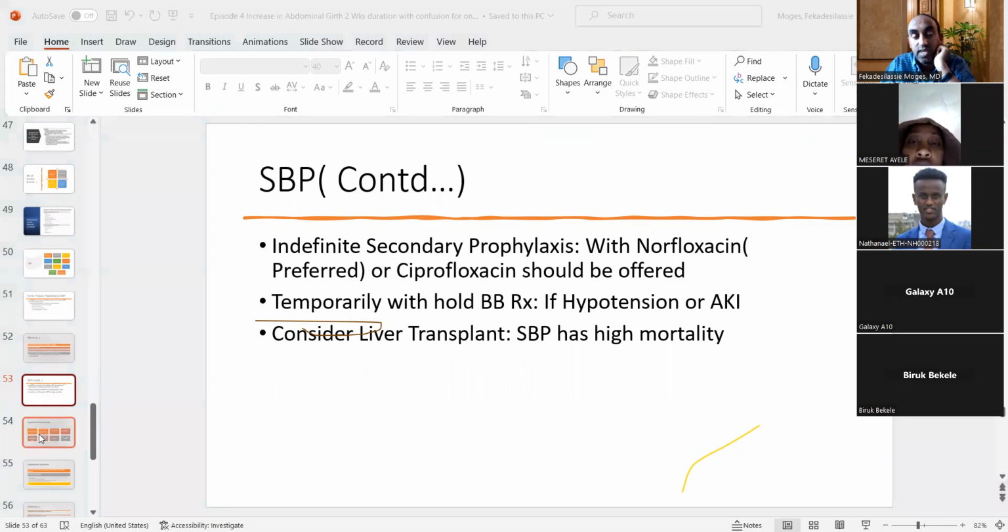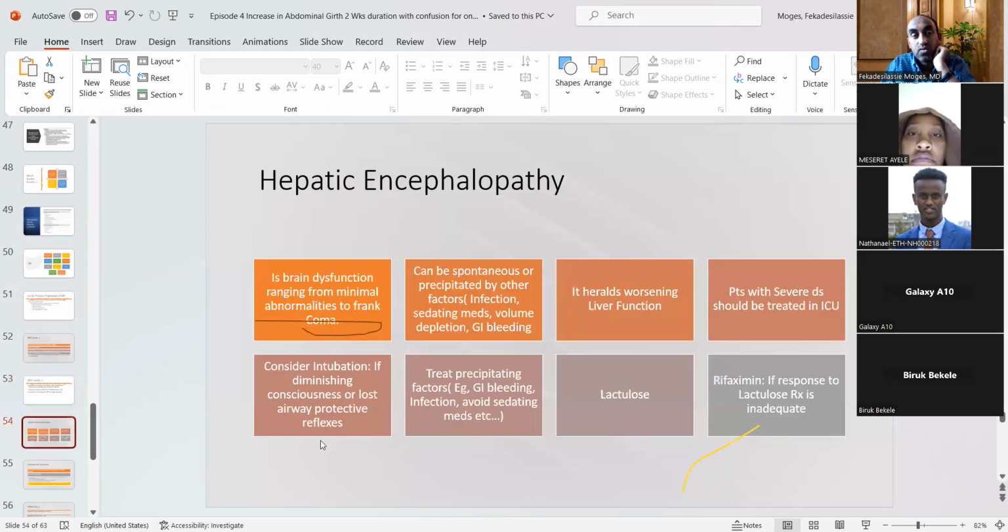ኢትዮጵያ ውስጥ አይሰራም። ቴዎሬቲካል ነገሩን እንድታውቁት ነው። Hepatic encephalopathy ስላለው ፔሸንታችን we have to know how to manage patients with hepatic encephalopathy. So it's a brain dysfunction ranging from minimal abnormalities to frank coma. It can be spontaneous or precipitated by other factors like infection, sedating medications, volume depletion, GI bleeding, constipation, and all that.